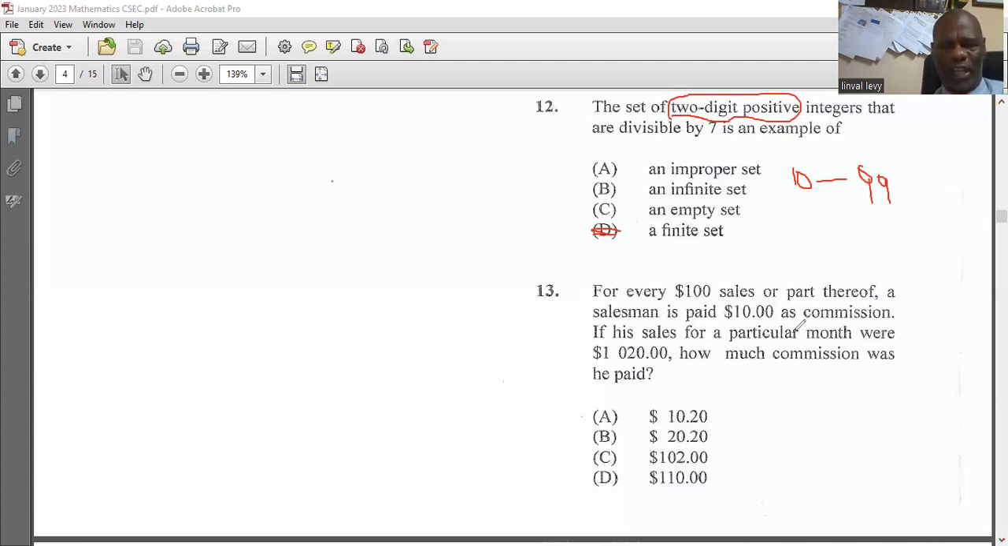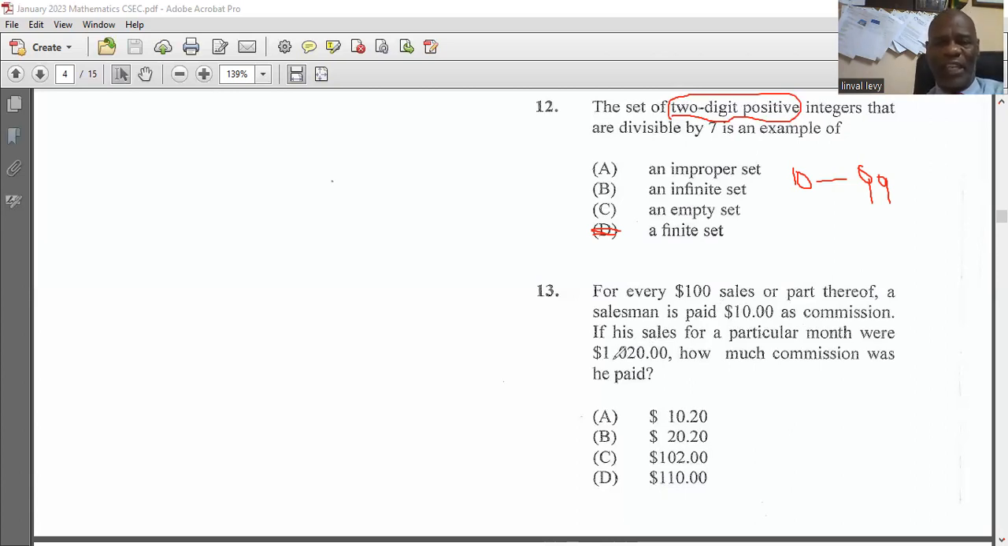So for every $100 or part of the $100, he gets $10. For every $100 worth of something he sells, he gets $10 out of it. Do you follow what I'm saying? So in this case, part of the $100: if you sell only $1, $2, $3, $4, he's still going to get $10.